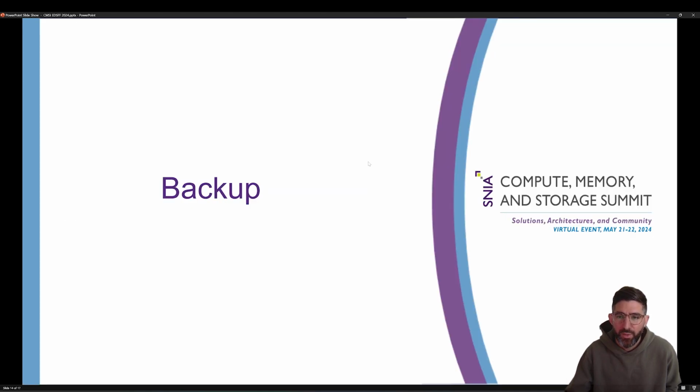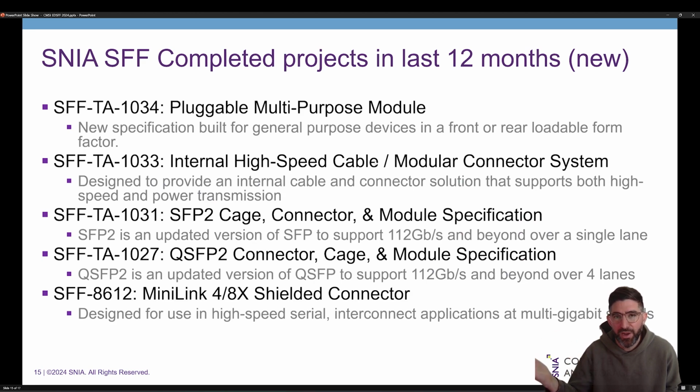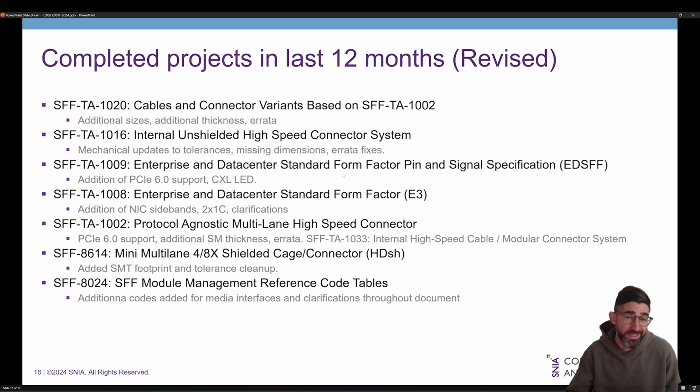With that, in the backup I've included some slides that I'm not qualified to talk about, but this is from the SNIA SFF committee directly, on some of the updates of what's happening. Just for the folks that aren't following, I did mention the pluggable multi-purpose module that's designed to use EDSFF in this new form factor for all kinds of general purpose devices in the front or the rear. There's a new internal high-speed cable modular connector system, updates to the SFP Plus and QSFP connectors, and a mini link 4 by 8 shielded connector. These are the new specs, and then the revised specifications. I did talk a little bit about some of the EDSFF ones before, but this is the full list of things the SNIA SFF committee has been up to, and they have been very busy.